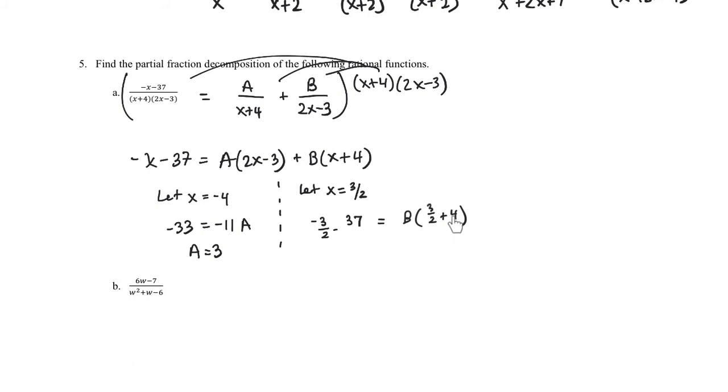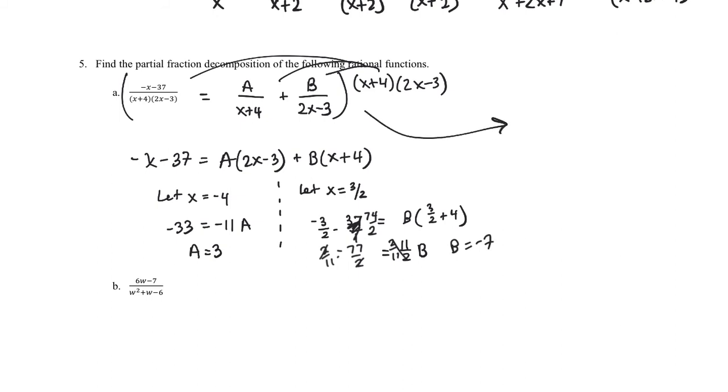Now, 3/2 plus 4, 4 is 8/2. 8/2 plus 3/2 is 11/2. So that's 11/2 times B. And then here, 37 is just 74/2. If we want to get a common denominator, we multiply everything by 2. So -3/2 minus 74/2 is -77/2. Now, if I want to isolate B, I can multiply by 2/11 on both sides to cancel the fraction. 2's cancel. -77 divided by 11 is -7, so B equals -7.